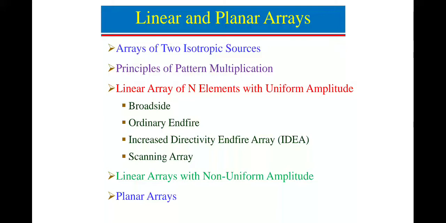Hello friends, today we will see unit 5 of Antenna and Wave Propagation, that is antenna arrays. In this we first see the linear and planar arrays of two isotropic sources, principles of pattern multiplication, linear arrays of n elements with uniform amplitude, broadside, ordinary end fire, increased directivity end fire array, scanning array, linear arrays with non-uniform amplitude, and planar arrays.